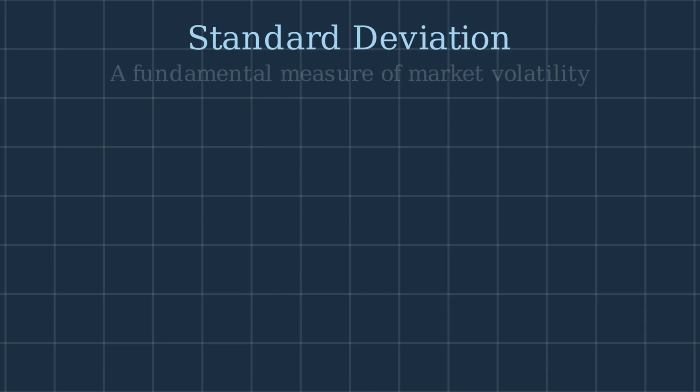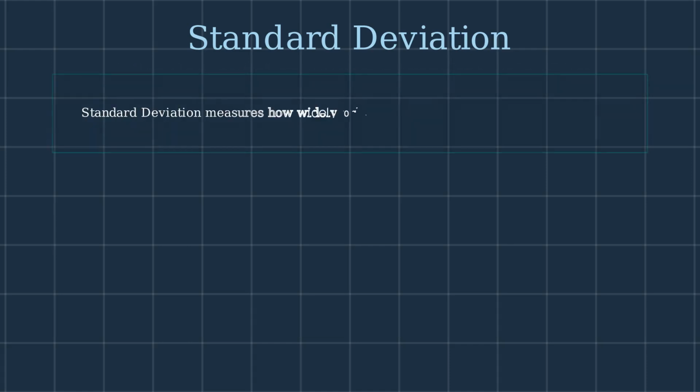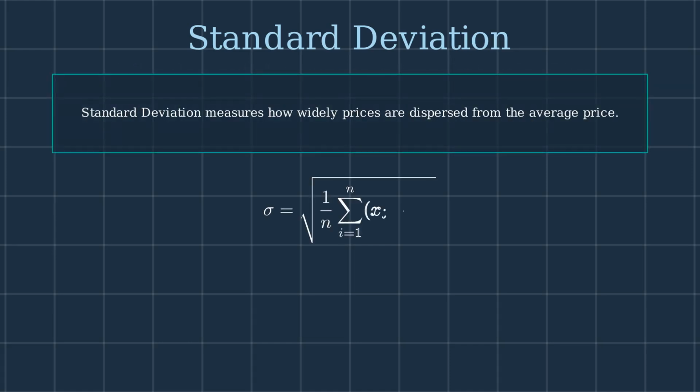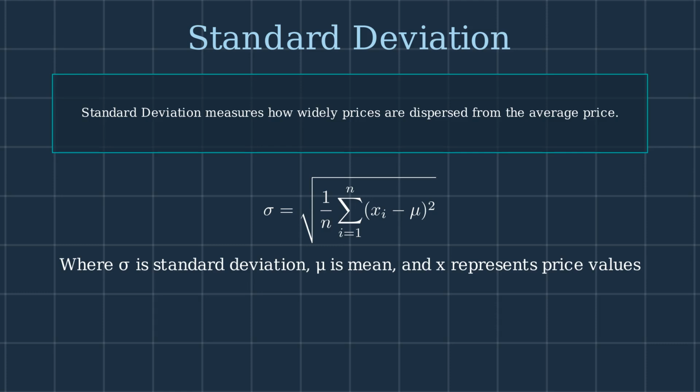Standard deviation is a statistical measure that quantifies the amount of variation in price values. It measures how widely prices are dispersed from the average price. The formula calculates the square root of the variance, revealing the typical distance between each price point and the mean.